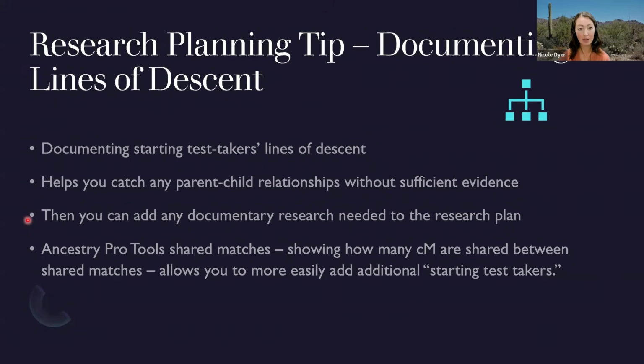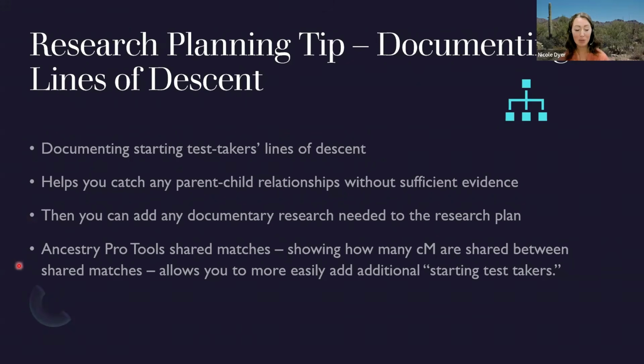So that's why I recommend doing it before, and this can be done during the analysis of close matches phase, where we're making the timeline and looking at the amounts of shared DNA that we share with our starting test takers and close matches, and just verifying that everyone matches each other in the amount that you would expect. And then once you get to research planning, if you notice there were some links that you need to add on to, you can do that.